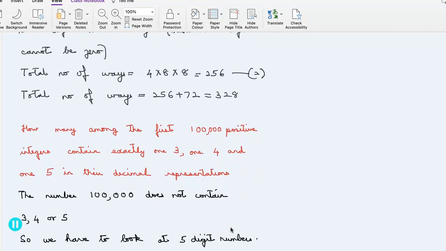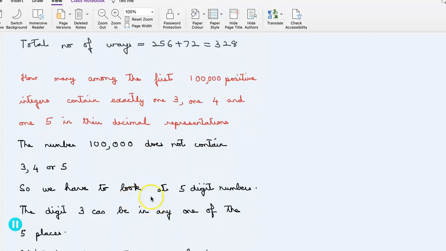The next question goes something like this. How many among the first 1 lakh positive integers contain exactly one 3, one 4 and one 5 in their decimal representation? Now the number 1 lakh does not contain 3, 4 or 5.